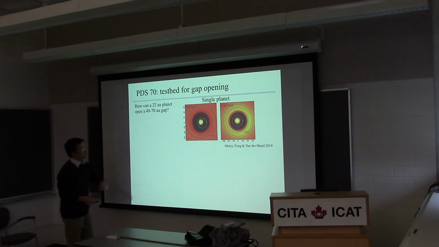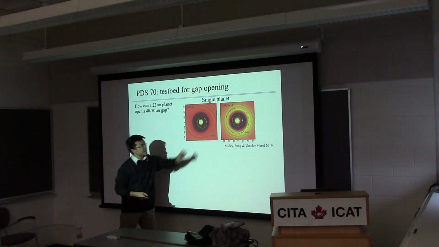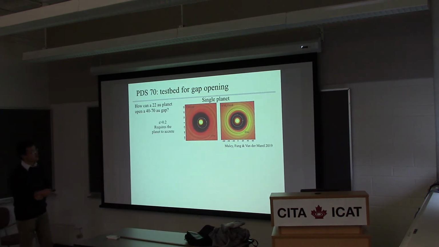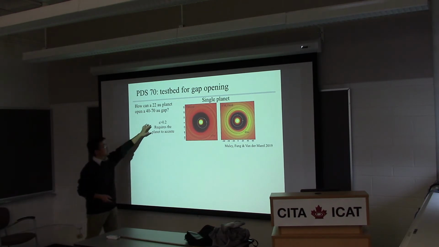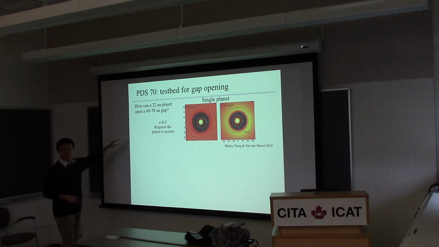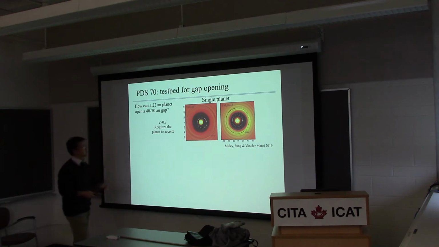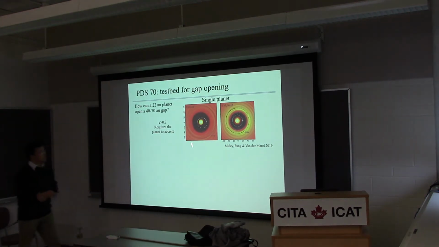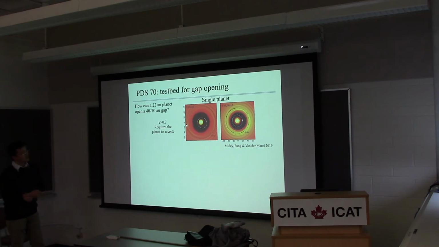So a single planet can do this work. This works with an 8 Jupiter mass planet, but on an eccentric orbit. If you use a single planet, it requires some eccentricity of the planet. It needs to be larger than 0.2. And then the planet also needs to accrete so that it can deplete enough material around it, to open this wide cavity.